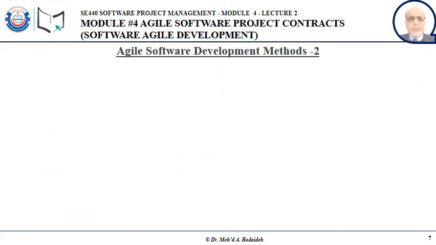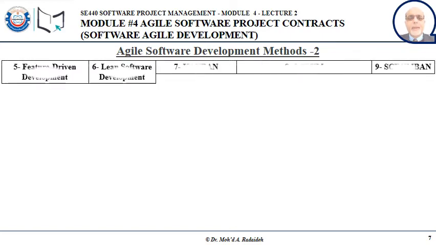Okay, now we continue with the agile software development methods. We look at 5 more methods: feature-driven development, lean software development method, Kanban, Scrum, and Scrumban. Let's go over them one by one.